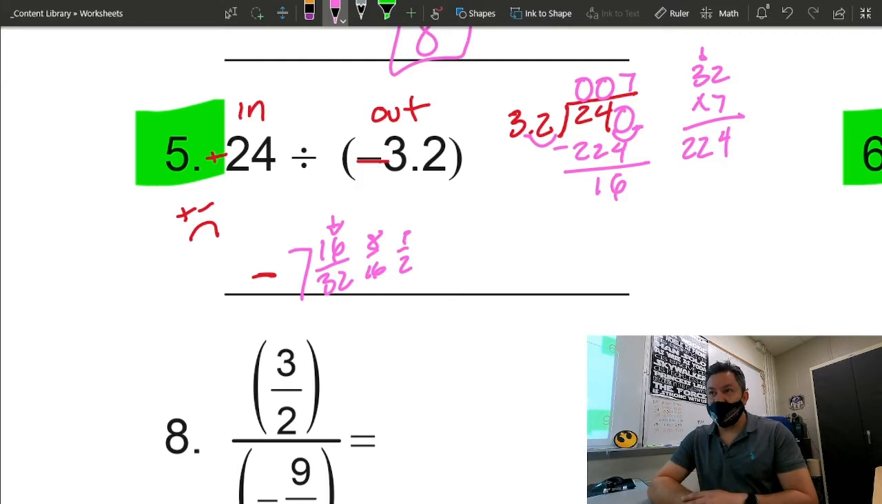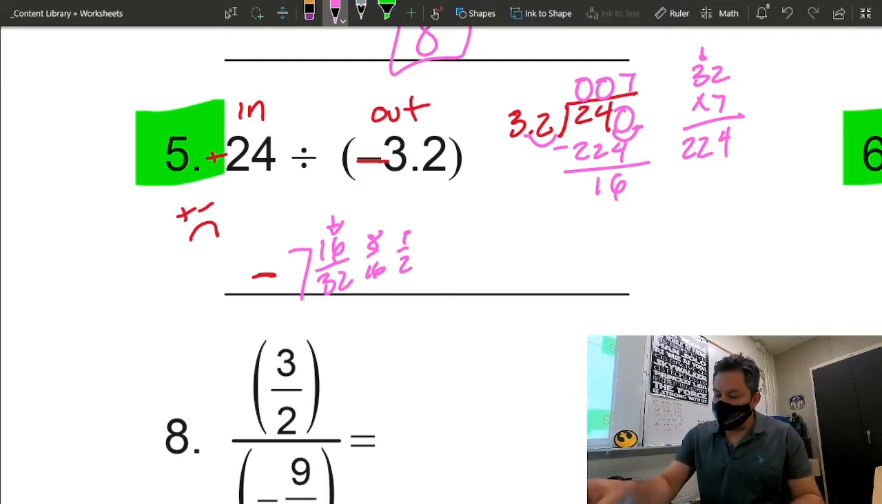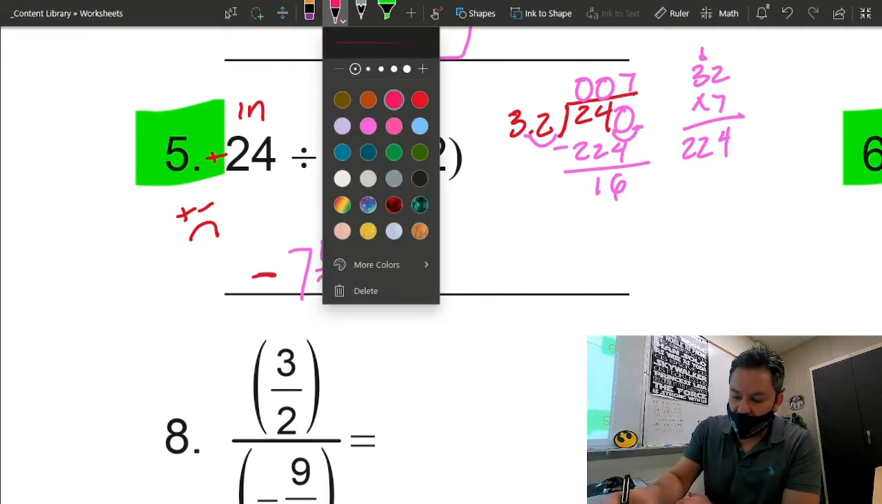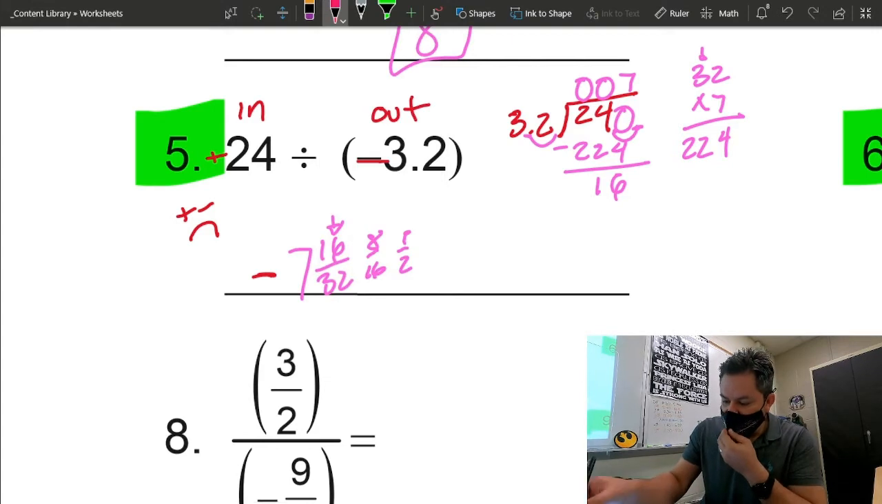Let's see if that's the case, right? So 7 into 32. Am I done? No. So now I have to add a 0.